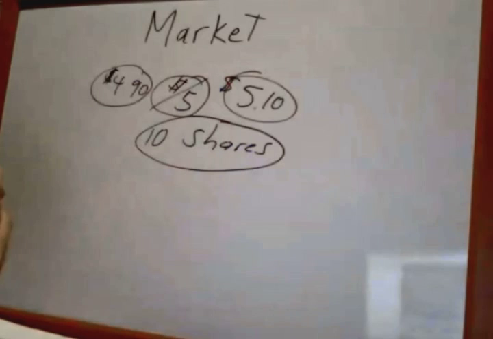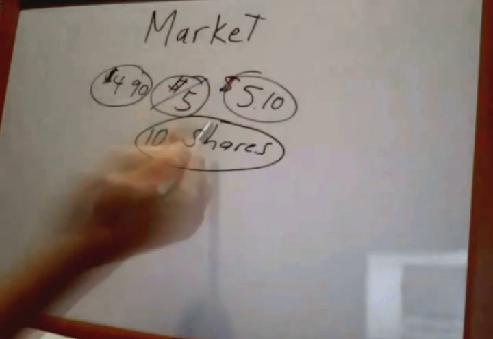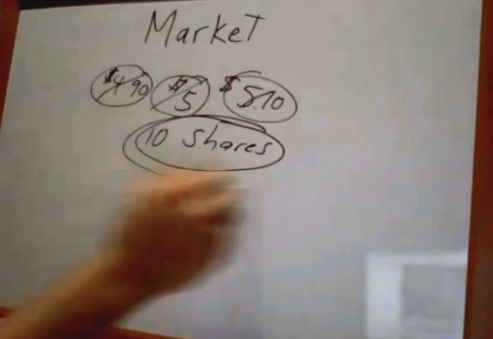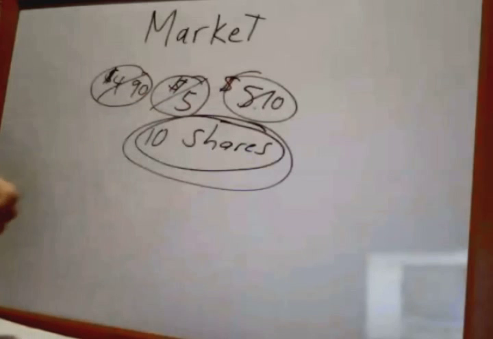It's going to be pretty close. You have a pretty good ballpark of where it's going to be, but you're not guaranteed a certain price. You are guaranteed that you're going to buy the shares that you want to buy. So that's how a market order goes, and like I said, that's the simplest of all of them.